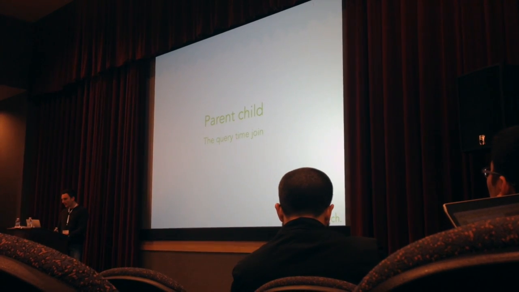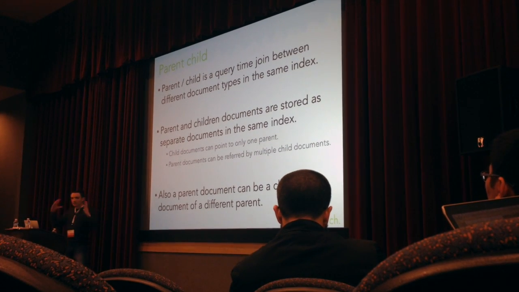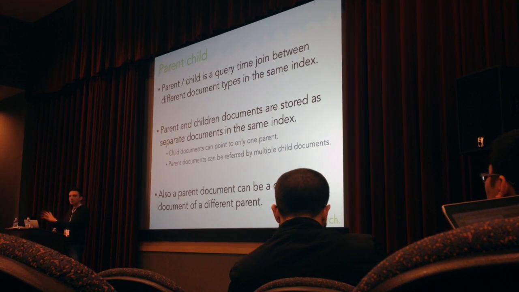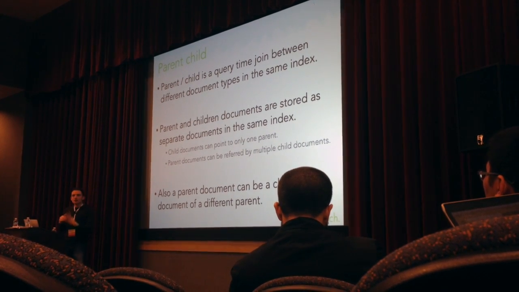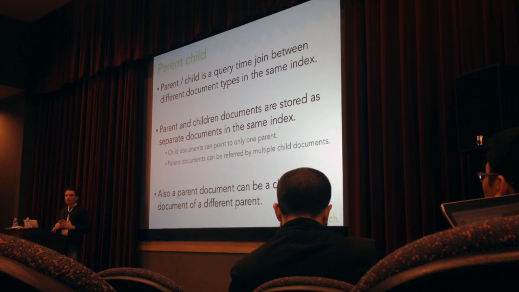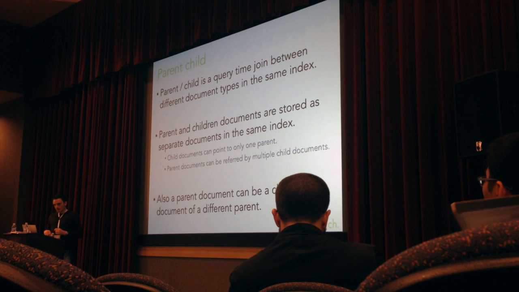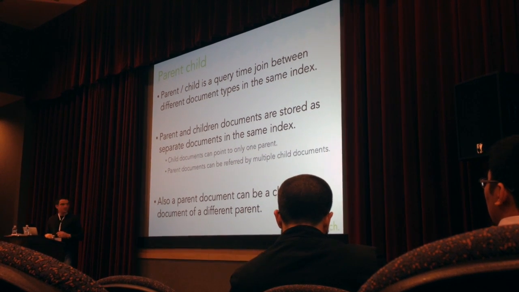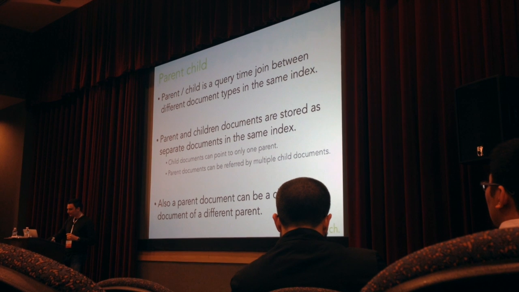So let's take a look at parent-child. In ElasticSearch, you have a document, and you can say this is a parent document, this is a child document. You can index it separately into the same index, but with a different type. In the child type, you need to configure what the parent type is. So that's effectively what we did.